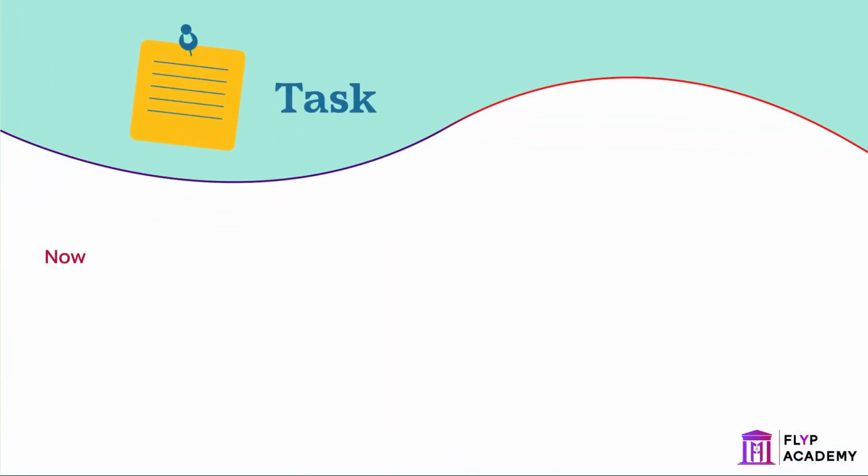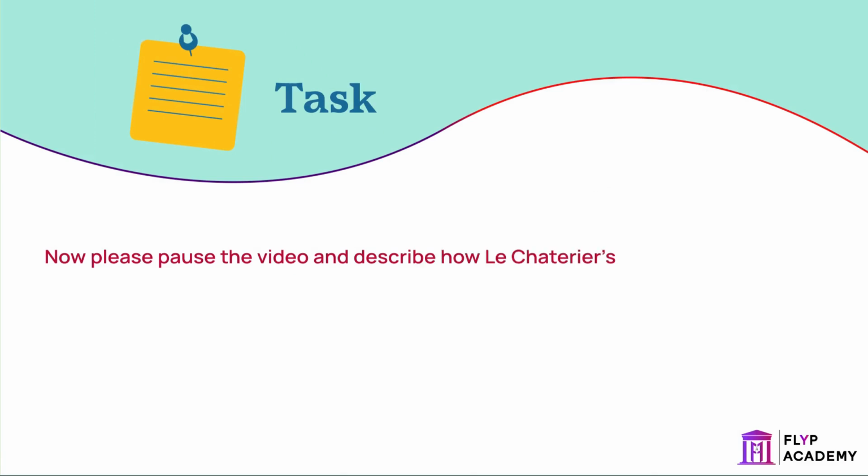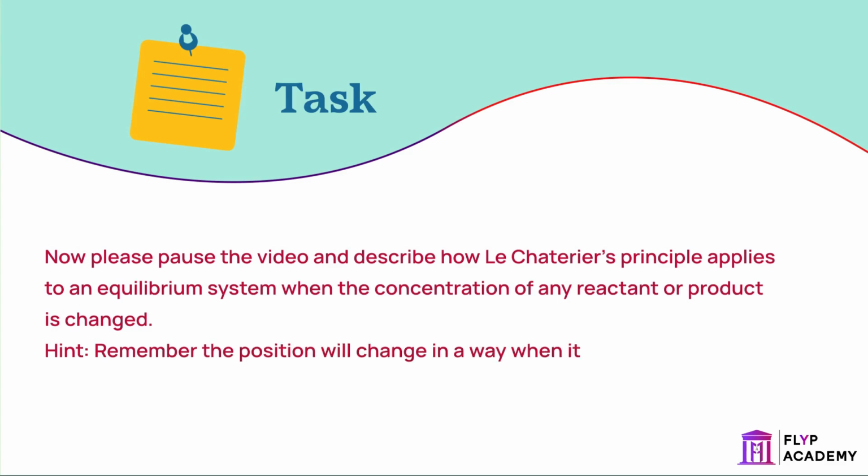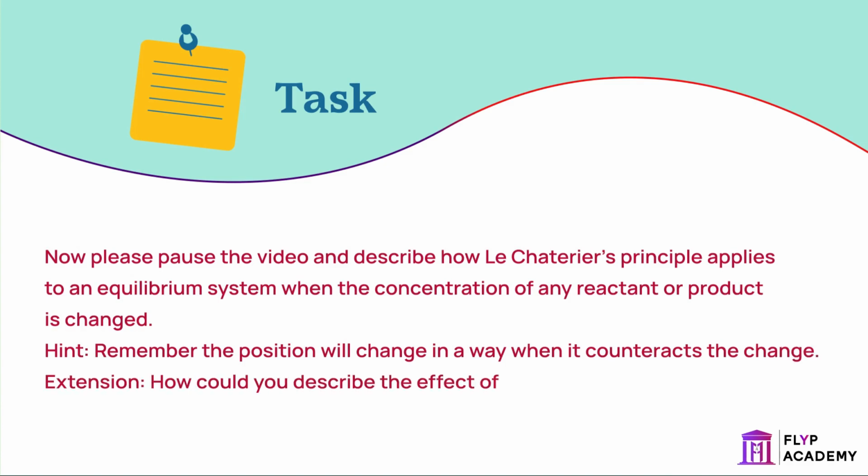Task. Now please pause the video and describe how Le Chatelier's principle applies to an equilibrium system when the concentration of any reactant or product is changed. Hint. Remember, the position will change in a way that counteracts the change. Extension. How could you describe the effect of change when a catalyst is used?